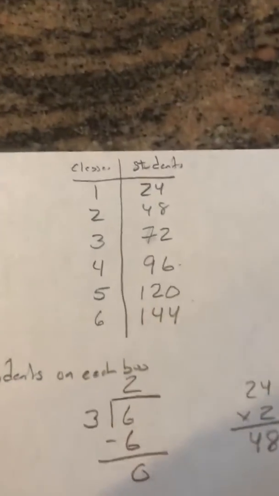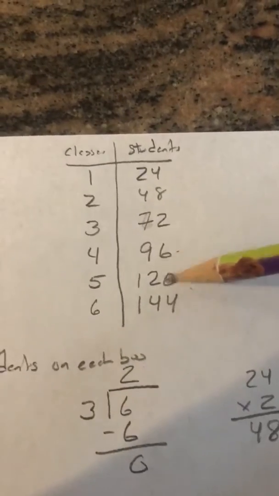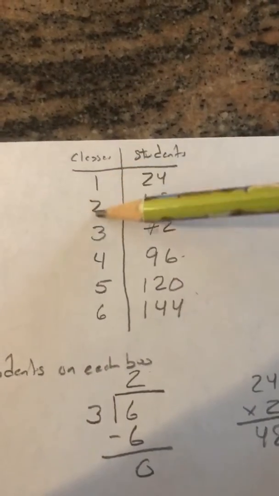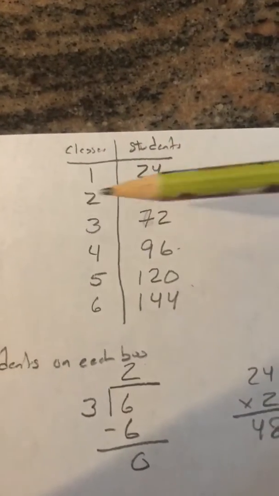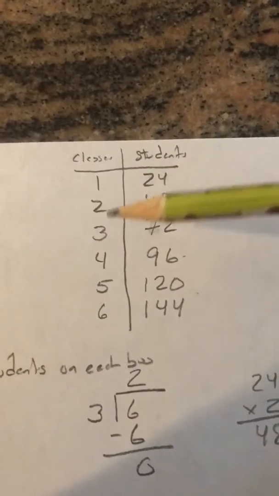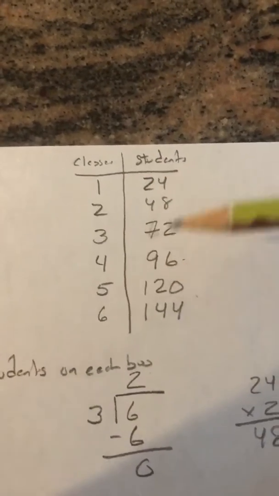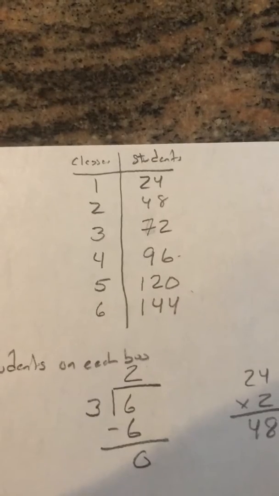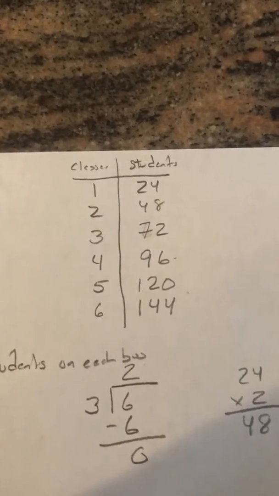Now I've also done this using a T-chart, so you could use repeated addition if you choose to do this way. So again, the number of classes are on the left, the number of students would be on the right. So one class is 24 students, two classes are going to be 48 students, three classes 72, four would be 96, five would be 120, six would be 144. So that's another option of how to get the 144 students.